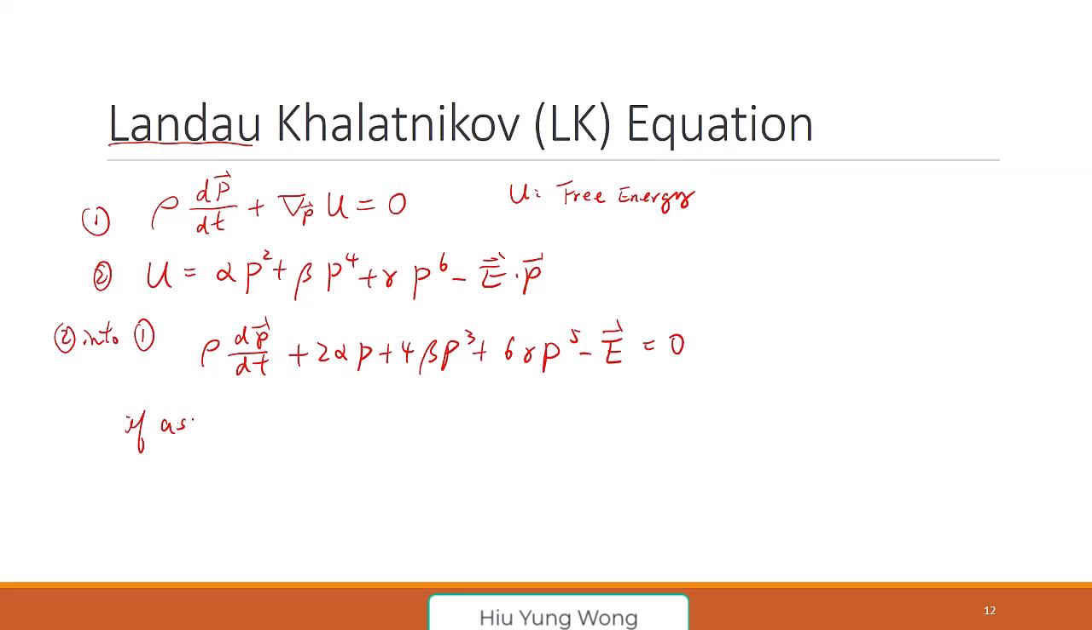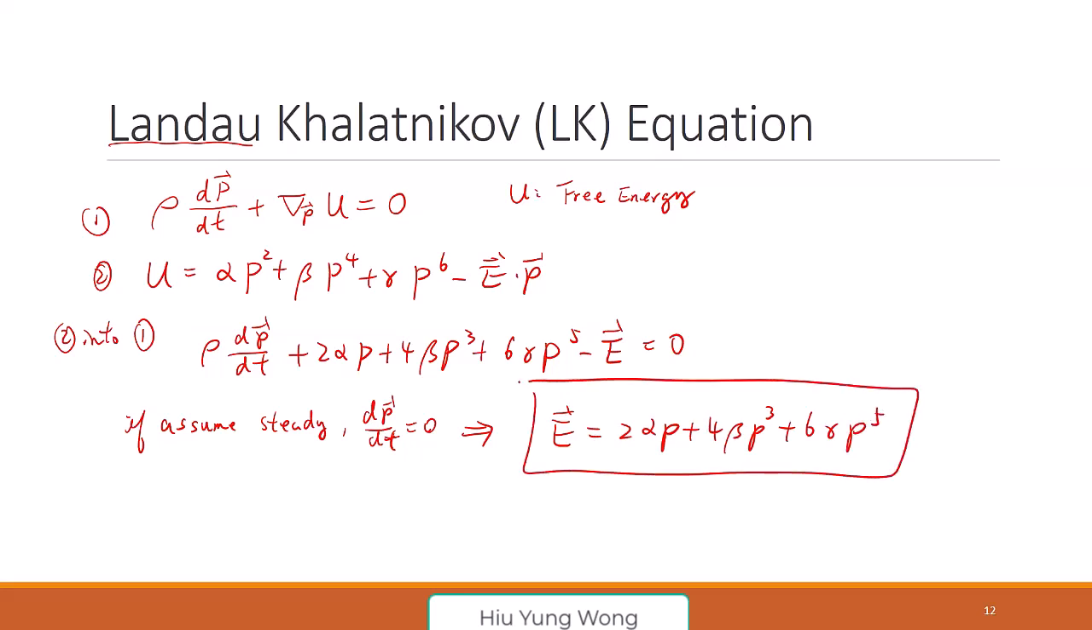If we assume steady state, steady state means what? It's not dependent on time. So dp dt equal to 0, right? This is something you always will see when you do device physics. We want to study the steady state. Then you tell us the electric field equals to 2 alpha p plus 4 beta p to the power 3 plus 6 gamma p to the power 5.